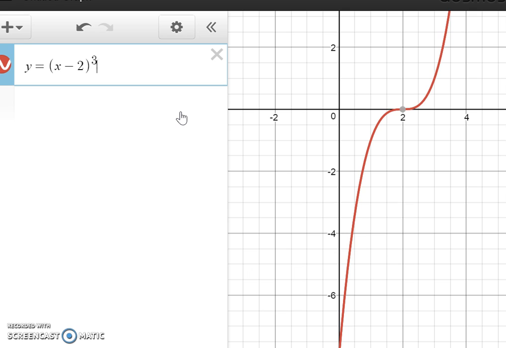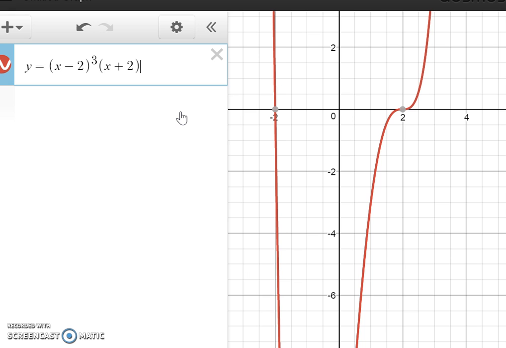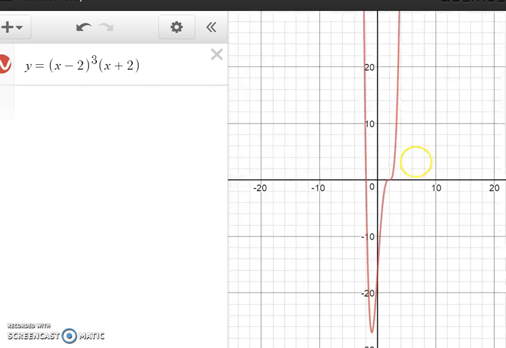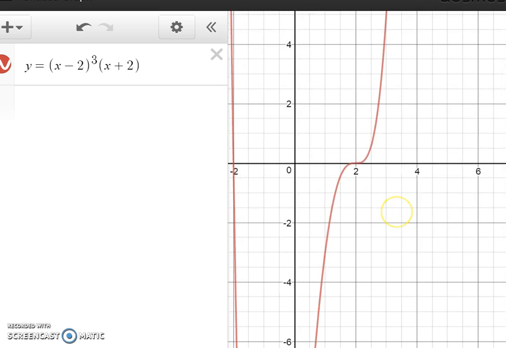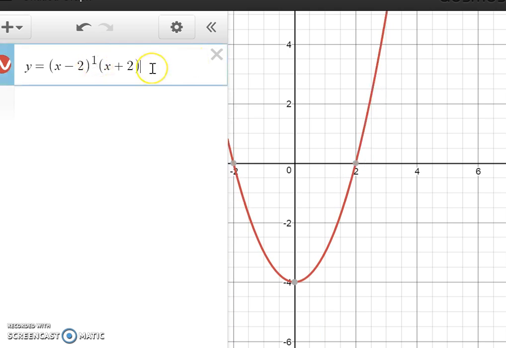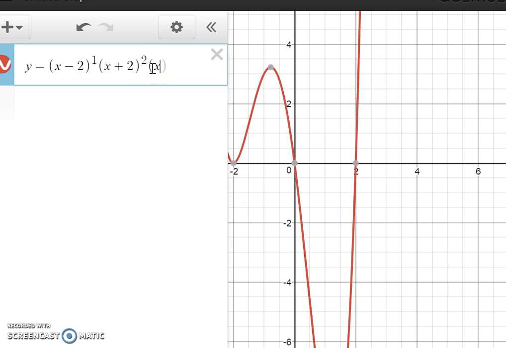x minus 2 cubed times by x plus 2. Okay, so what happens there? Again, you get this kind of W shape, but if you have a cube here, it doesn't just cut straight through, right? It does this sort of curvy cut. It goes kind of like your normal kind of cubic. So you have to be careful, if it's to the power of 1, then it cuts straight through.